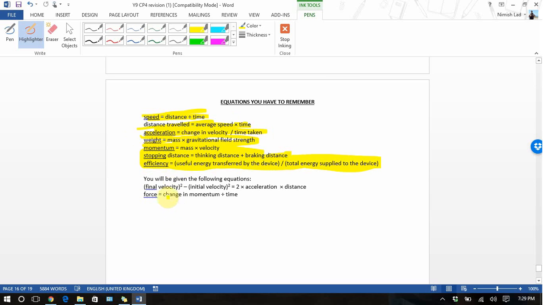other equations that you'll be given are the final velocity squared minus initial velocity squared equals 2 times acceleration times distance, and force equals change in momentum over time. So you'll be given those two equations on the front of your test.